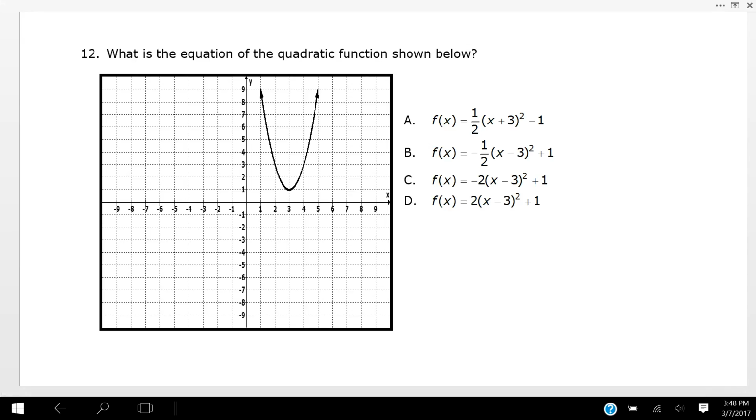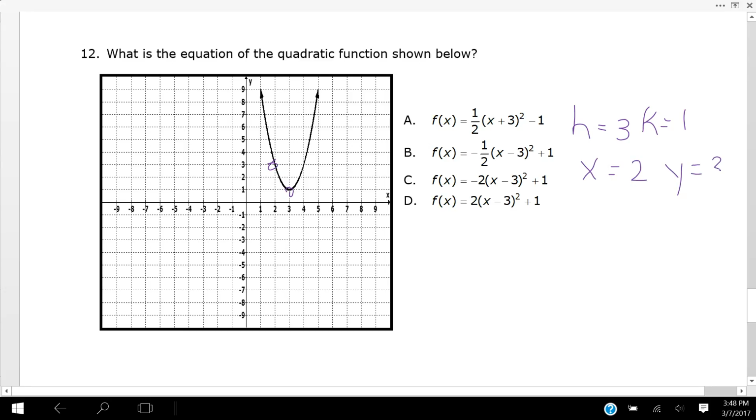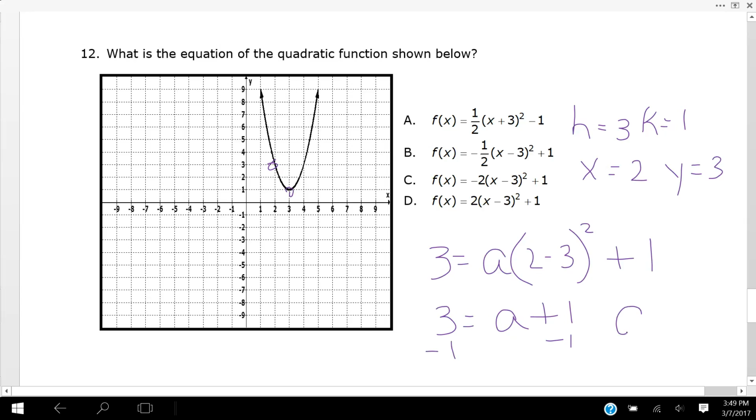Okay, for this one I used 3, 1, and I used 2, 3. So h equals 3, k equals 1, x equals 2, y equals 3. 3 equals a times 2 minus 3 squared plus 1. 3 equals 2 minus 3 is negative 1, squared is just a plus 1. Take 1 away from both sides. A equals 2, which means it has to be D.